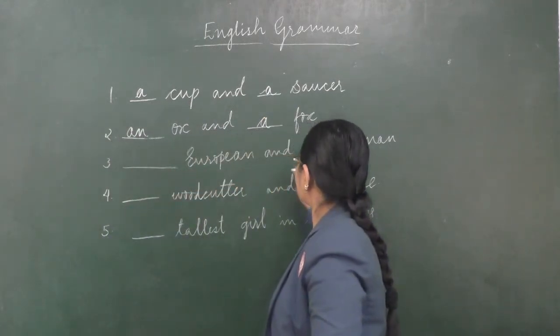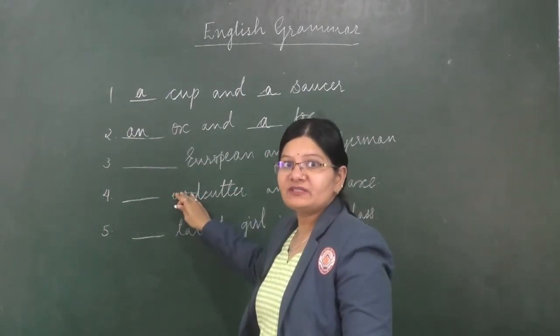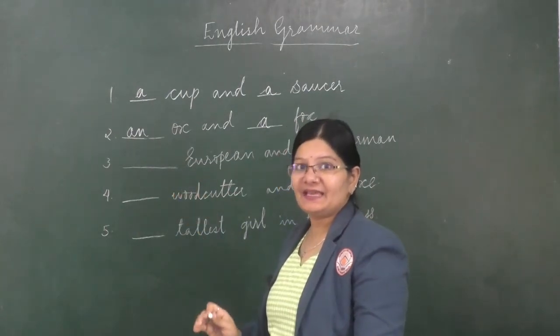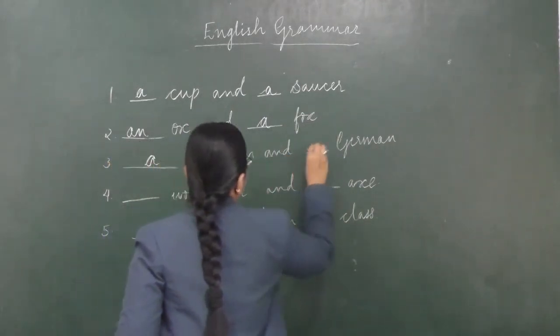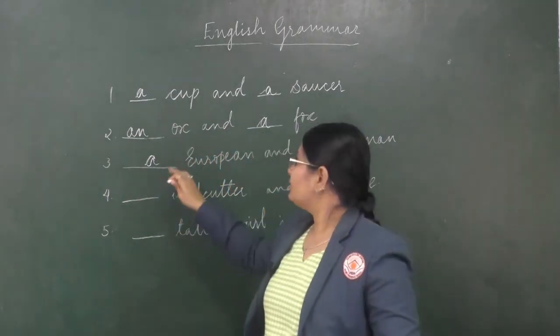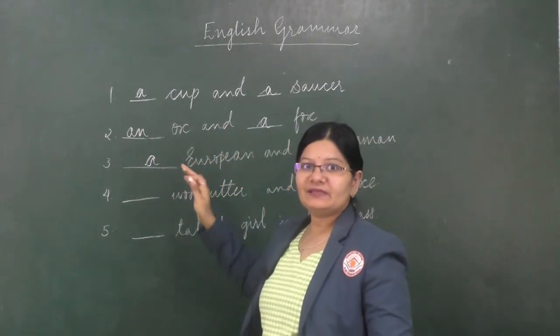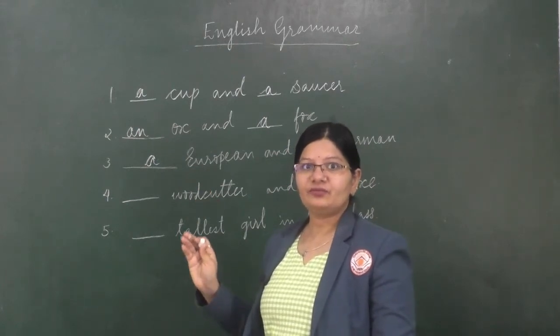Dash European and dash German. What do you have to fill here? No, my dear children, it's not an, it's a. So, a European and a German. Why are we using a over here? We will learn this further in the video.